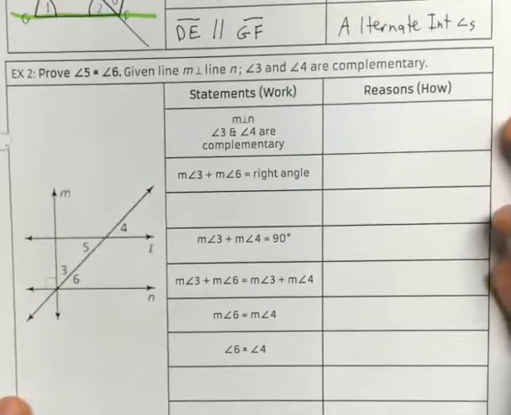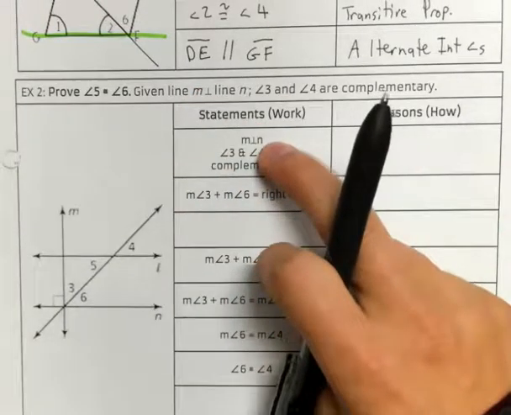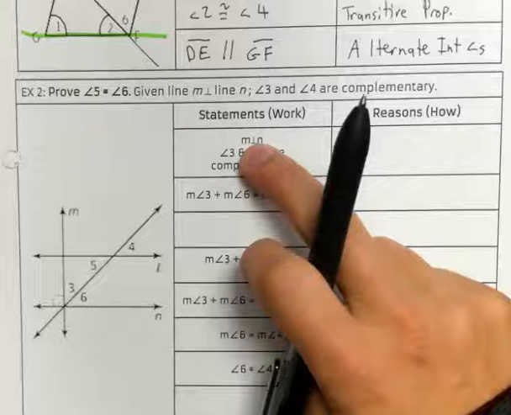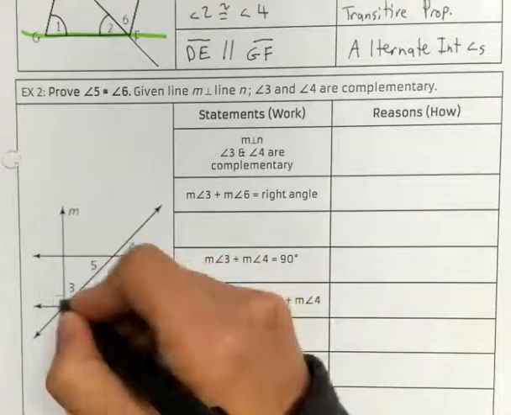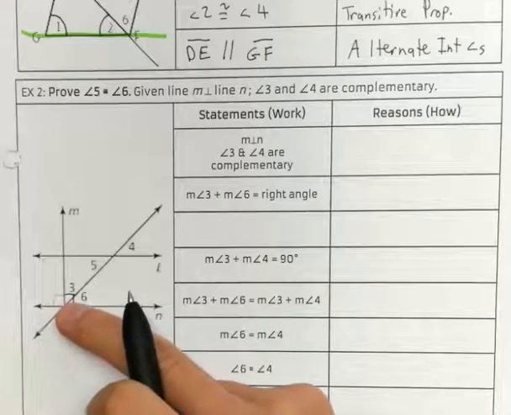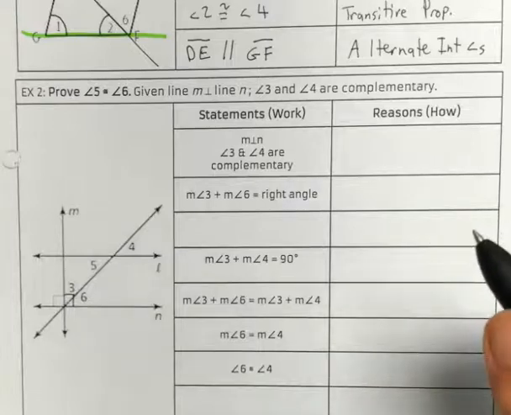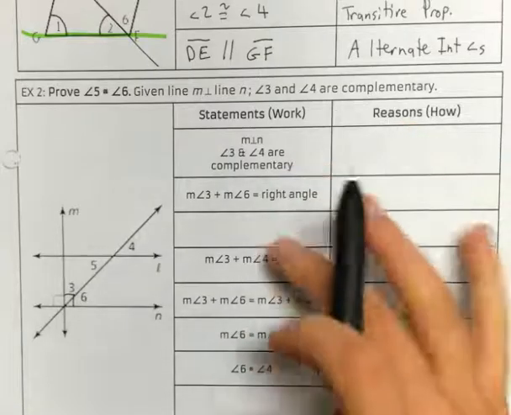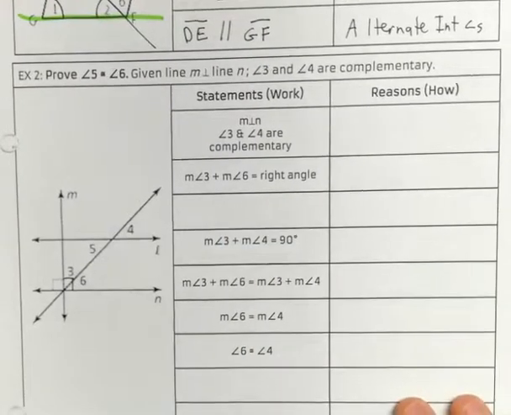This next proof, much longer. First thing, what are our givens? Line M is perpendicular. That upside down T means perpendicular. So line M is perpendicular to N. So I'm going to go ahead and put a right angle thing here because if they're perpendicular, then we have a right angle. Okay? And 3 and 4 are complementary. So 3 and 4, there's no way I can mark it, but I'm going to have to write something about it in my proof eventually. And then it says prove angle 5 is congruent to angle 6.